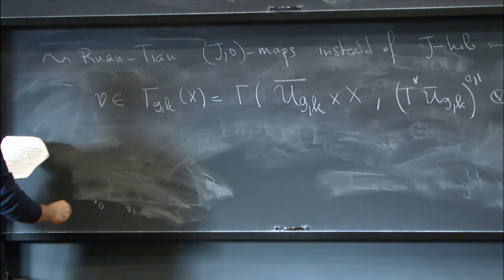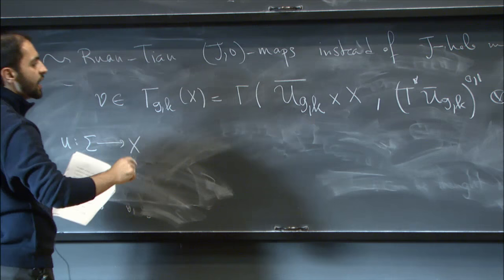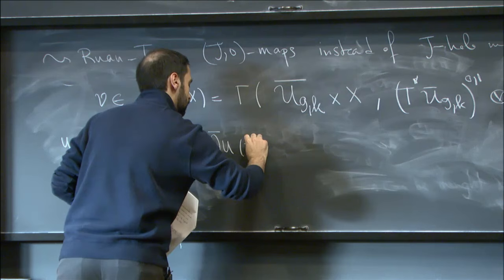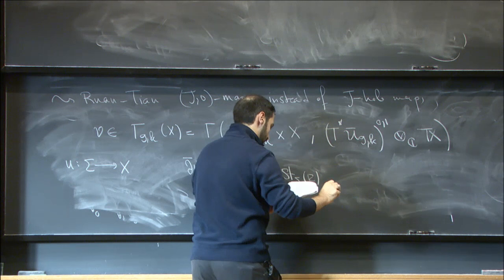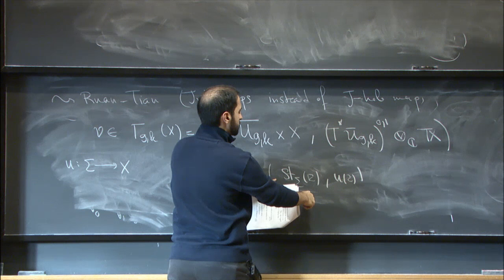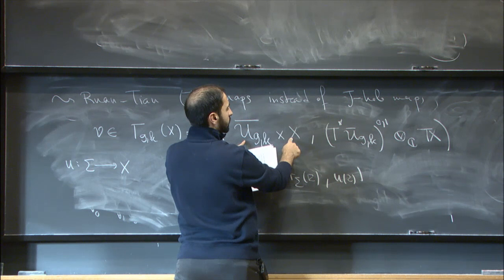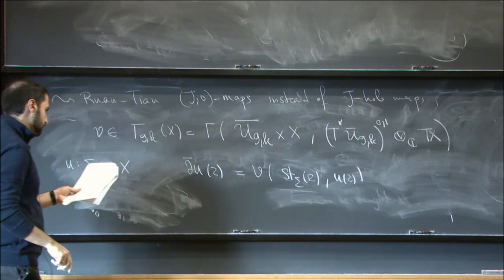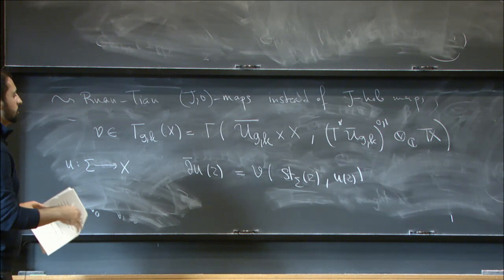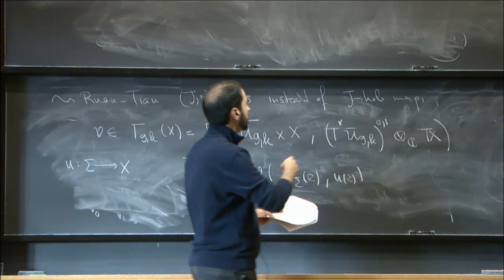And then if you have a map u from sigma to x, we say u is J-nu holomorphic if it satisfies the following equation. Del bar of u at z is equal to nu at the stabilization of z and u of z. That would be a point in the Deligne-Mumford space, in the universal curve. That would be a point inside x. You look at the nu at that point, and you want del bar of u to be equal to that. So this perturbation would allow you to perturb the Cauchy-Riemann equation and in some cases get rid of the transversality issue. Now in this example, how is that?